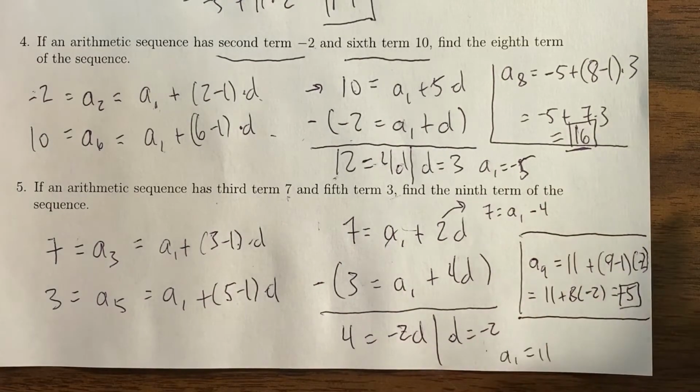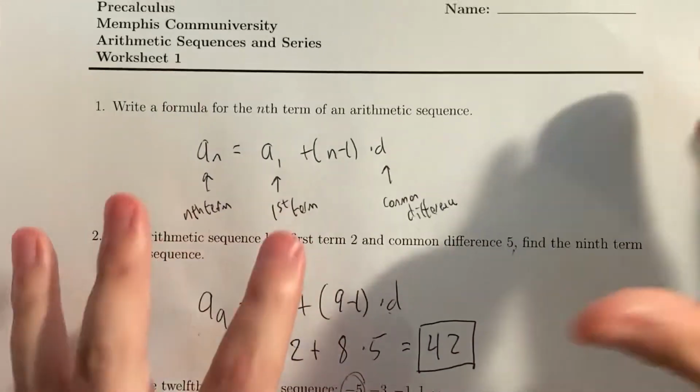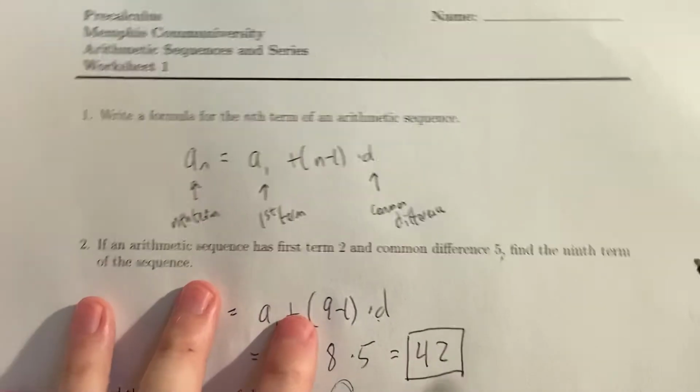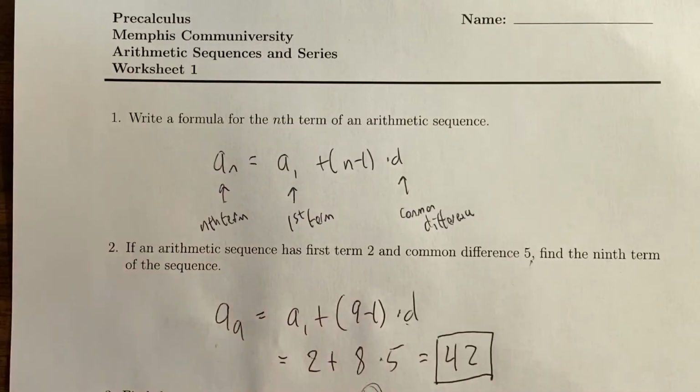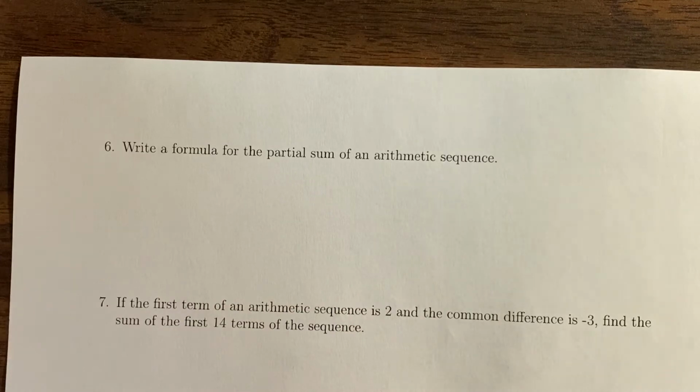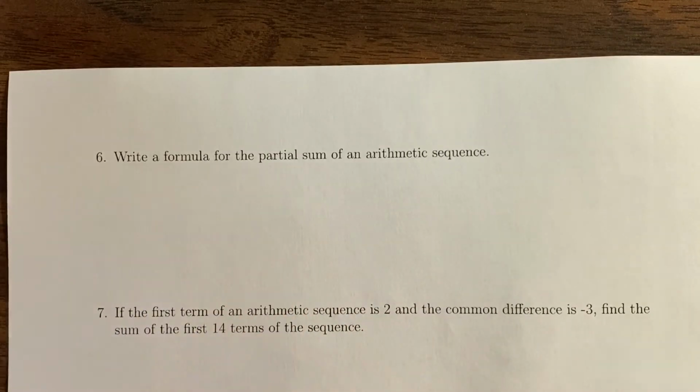So hopefully you can tell that this formula is pretty easy to master. All you need is the 1st term and the common difference. And don't forget about this formula because we are going to use it on the back page. So now what we're going to do, instead of finding the sequence itself, the list of numbers, we are going to add up the numbers in the sequence. So we're going to add up the first 5 terms. We're going to add up the first 10 terms. We're going to add up the first 100 terms.